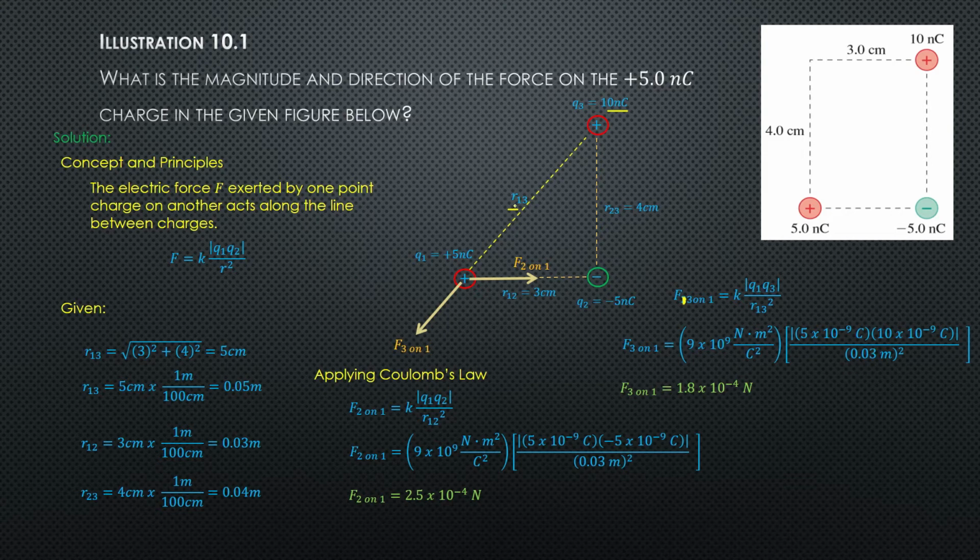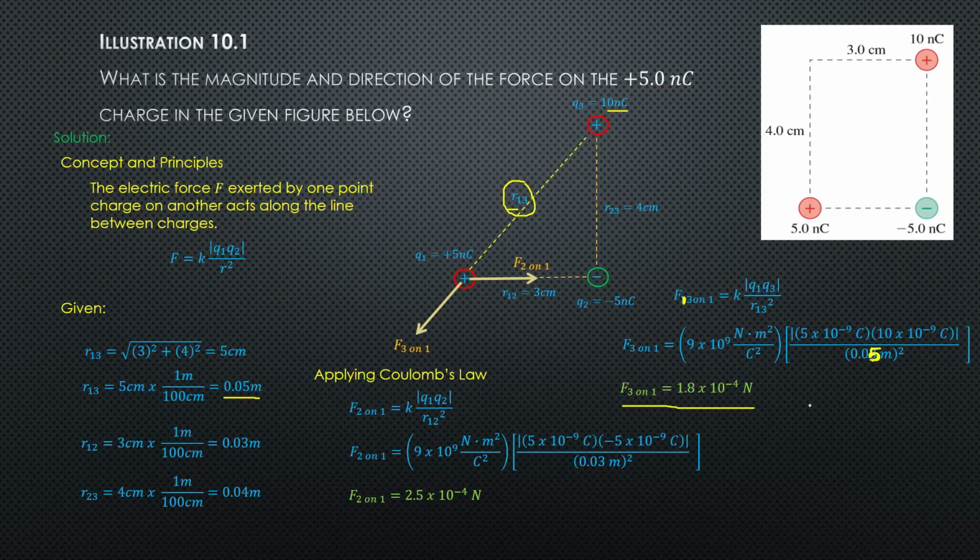Oops, the distance between them is R13, which should be 0.05. I forgot to change this value. So this is 0.05 meter, then squared. Using the calculator, I'll just double check if 1.8 times 10 to the negative 4 is correct. I'll just recompute using the calculator.